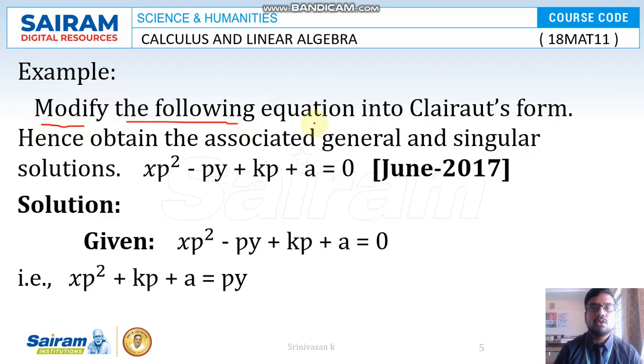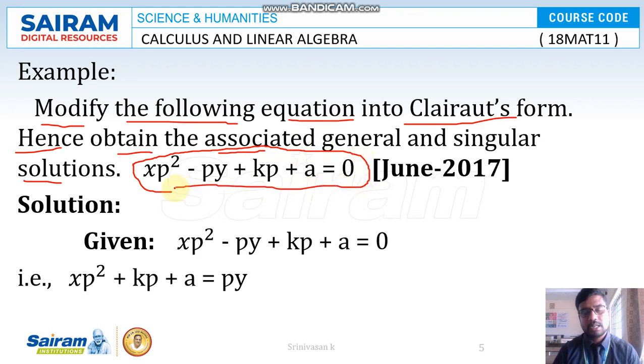Modify the following equation into Clairaut's form, hence obtain the associated general and singular solution. First we have to modify this equation into Clairaut's form. What is Clairaut's form? y equal to px plus f of p. That is the Clairaut's form, so we have to create y equal to px plus f of p. We have to make it in this format.